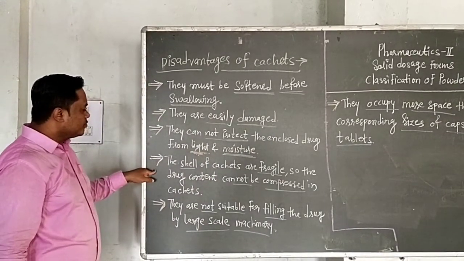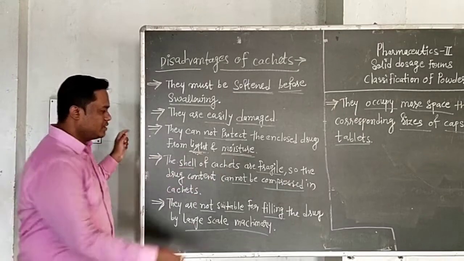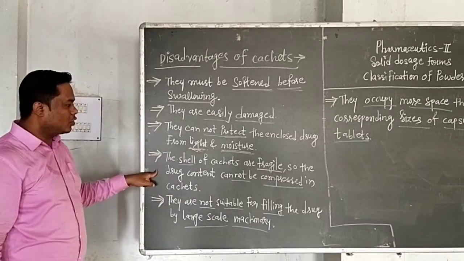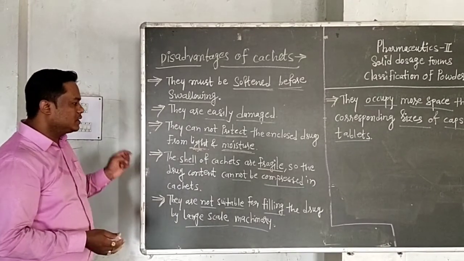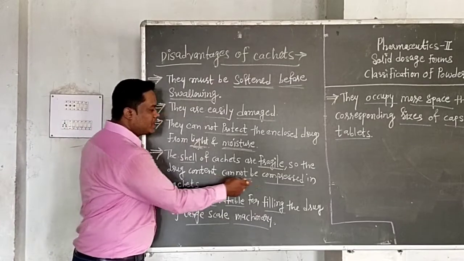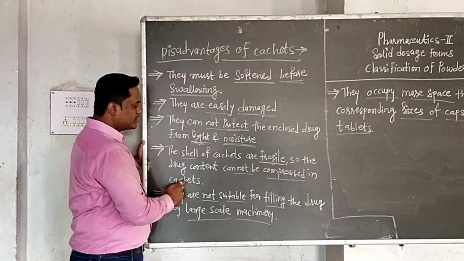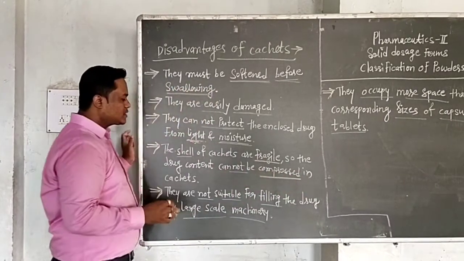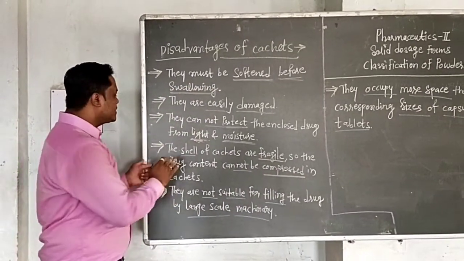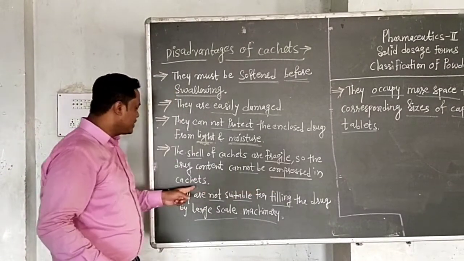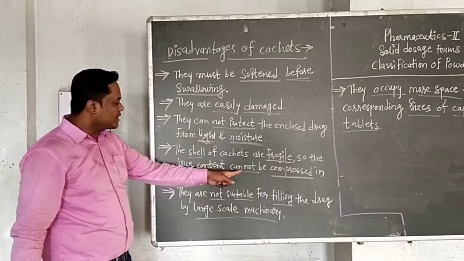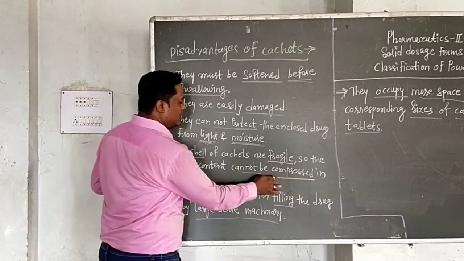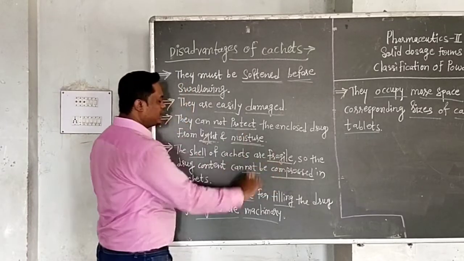Then next is the shell of cachets is fragile because it is also prepared from rice flour and water. The rice paper is formed. So the drug content cannot be compressed in cachets. Therefore, it is fragile in nature. As compared to tablets and capsules, the drug cannot be compressed in cachets. The compression is not done because cachet shells are fragile in nature.